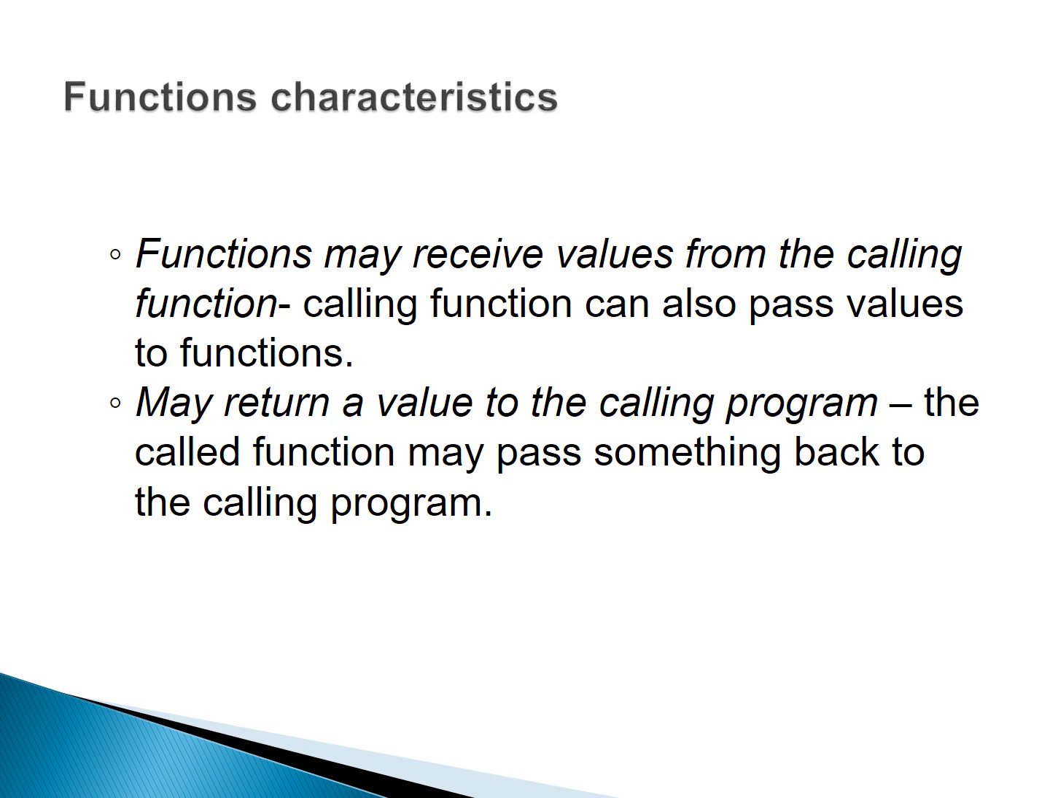Functions may receive values from the calling function. The calling function can also pass values to functions. Functions may return a value to the calling program. Again, it can return only one value. The called function may pass something back to the calling program. We'll demonstrate all these characteristics through examples.